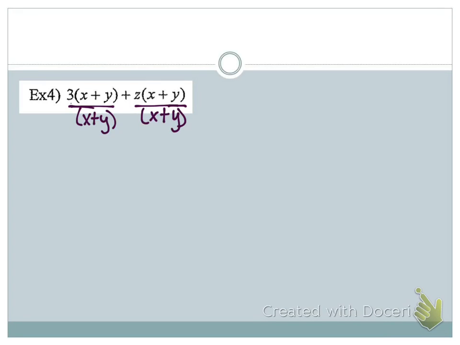So I'm going to write my x plus y in front of more parentheses. We need another set of parentheses now. Jamal Dixon, what goes in those parentheses? Very good. Whatever's left over. So in this case, that would be a 3 plus z.